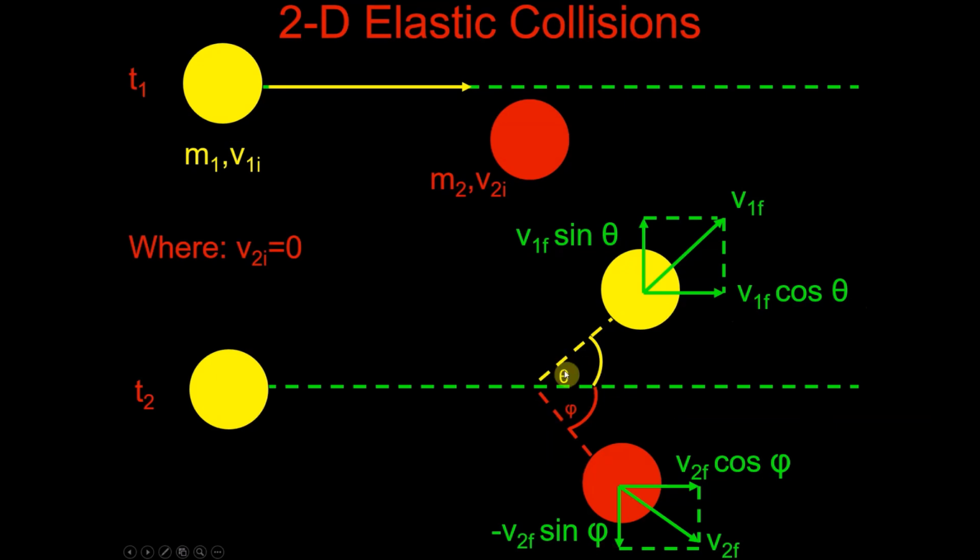Note these two objects have undergone a collision and they're moving to the right. That gives them an overall positive velocity in terms of cosine theta and cosine phi. But this object is moving downwards compared to this one, meaning it'll have a negative attached to its v2f sine phi.